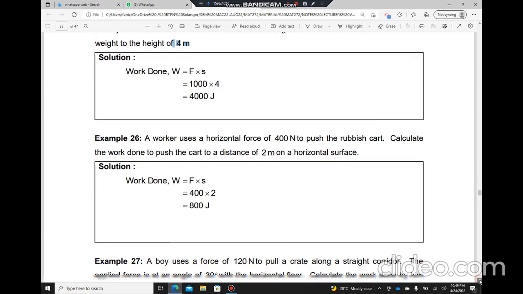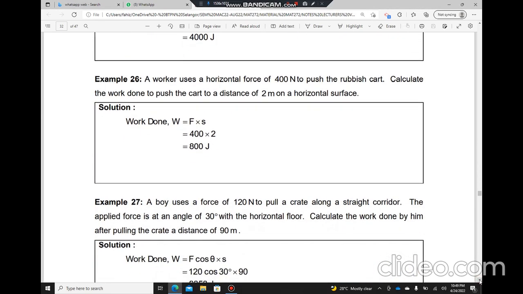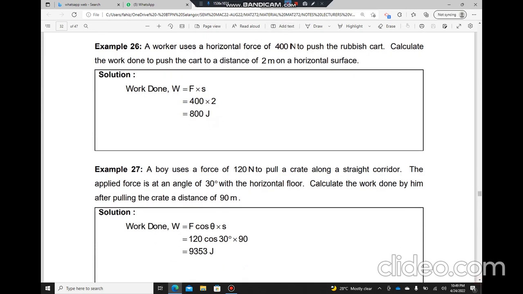Okay, example 26. A worker uses a horizontal force of 400 Newton to push the rubbish cart. Calculate the work done to push the cart to a distance of 2 meter on a horizontal surface. Okay, this one pun sama, which is F equals 400 and S equals 2. So we get 800 joule.